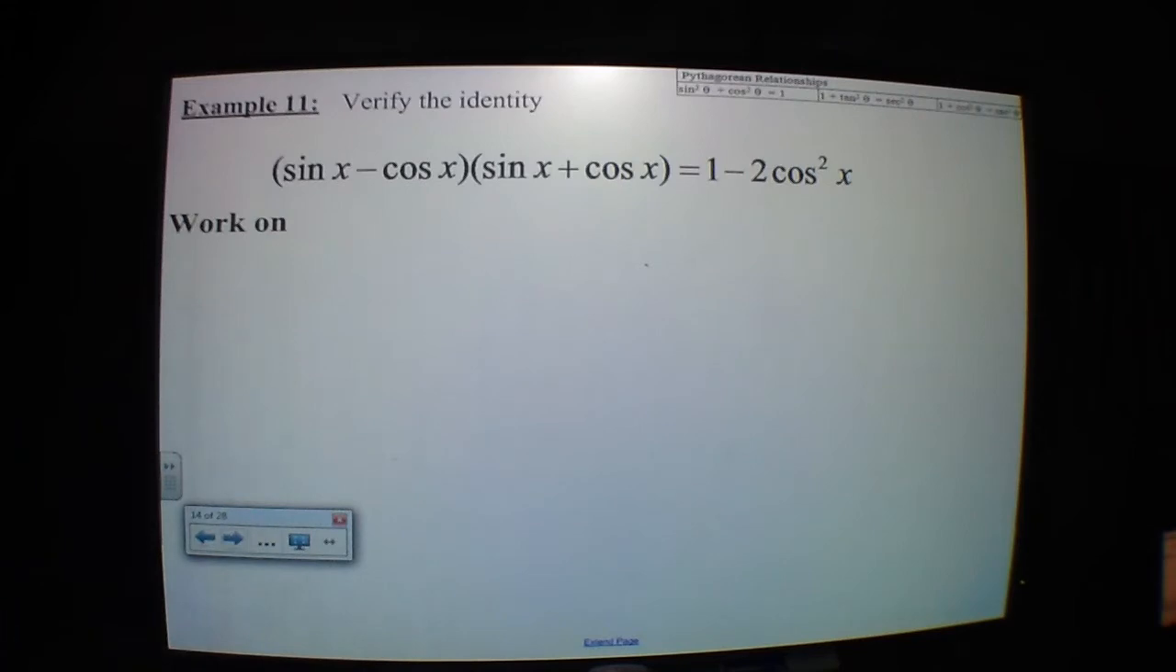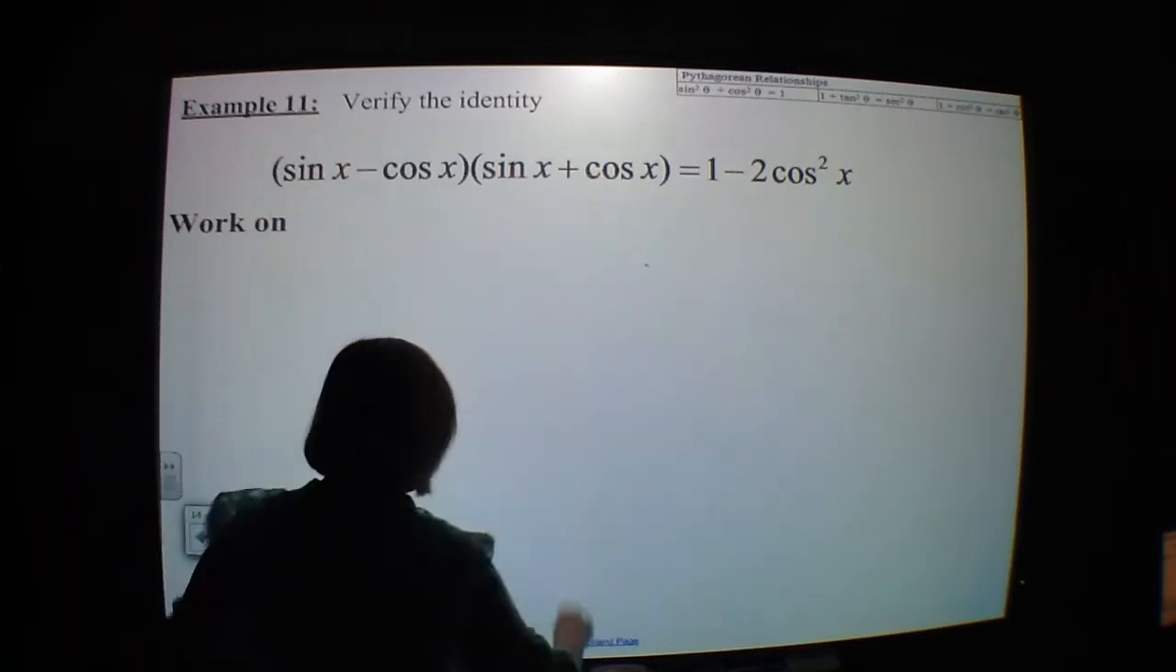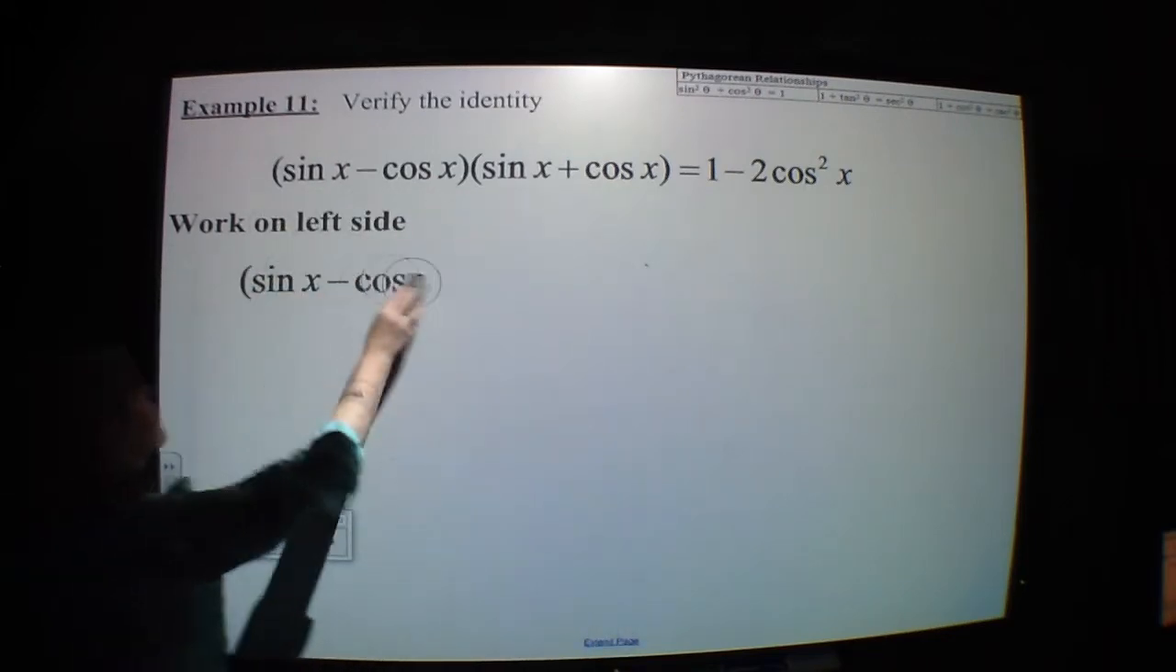Next problem. Verify the identity sine minus cosine times sine plus cosine is equal to 1 minus 2 cosine squared of x. So when I'm looking at this one, you can decide which side to work with. Look at it, the right side, the left side. I think the left side looks a little more complicated, so I would work with the left side. And I would FOIL it, first, inner, outer, last. So I'd work on the left side, and I would multiply it out.